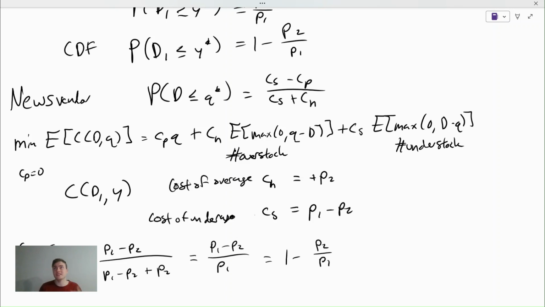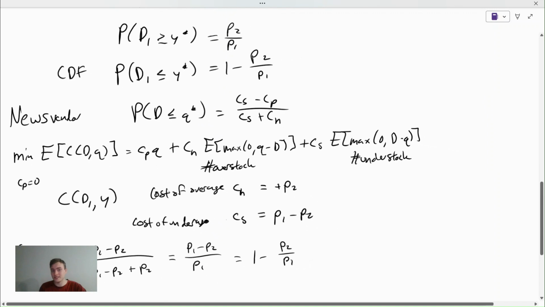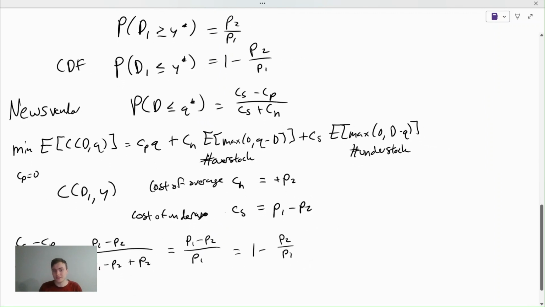So relating these two problems together is not super obvious because all the definitions are different, but really it is the same problem as Newsvendor. We took a little different approach to proving it, but it is the same problem. Instead of writing it like this, we could have written it like that.